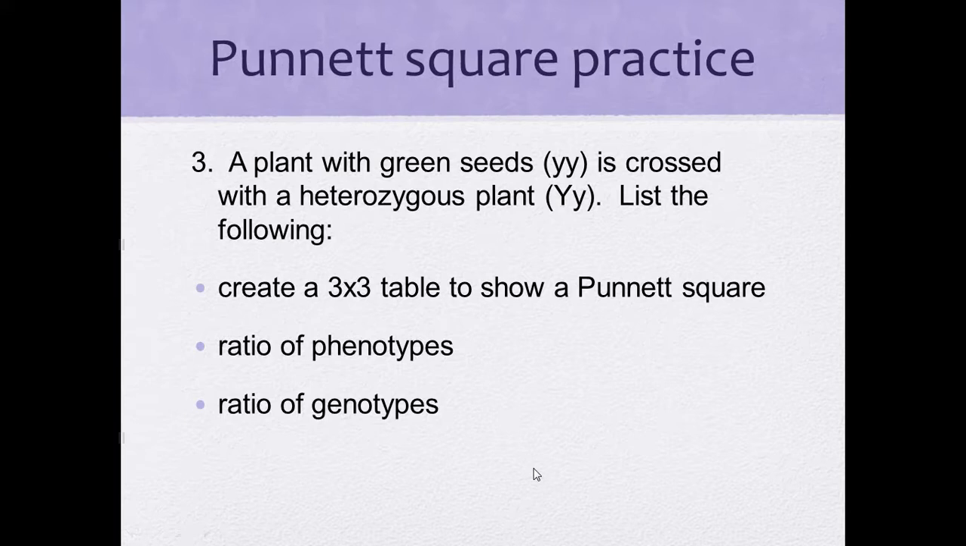Now it really is your turn. A plant with green seeds, little y, is crossed with a heterozygous plant, big Y, little y. The heterozygous is yellow. List the following. So on your assignment, create a 3x3 table to show a Punnett square. Leave the upper left-hand corner blank. Put the parent alleles in the top and along the side, and then fill in what the offspring alleles would look like. Then also list the ratio of the phenotypes and the ratio of the genotypes. If at this point you want to pause and do that on paper or in your Word document, go ahead and do that.